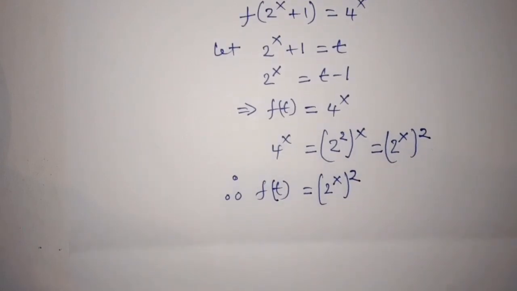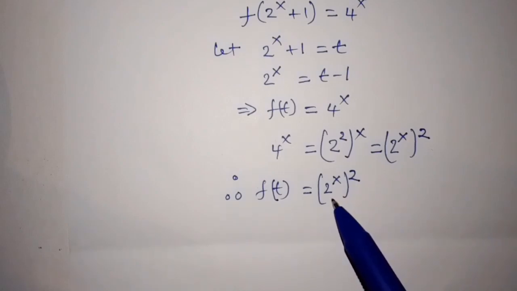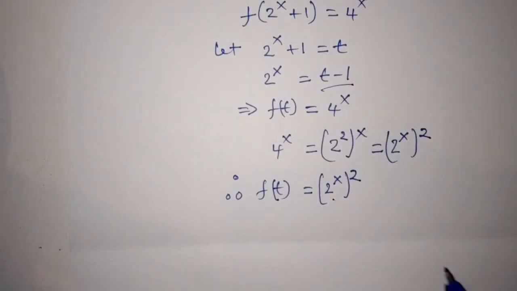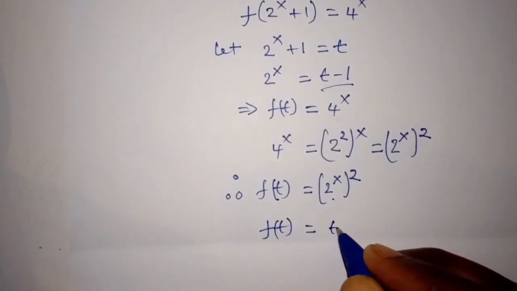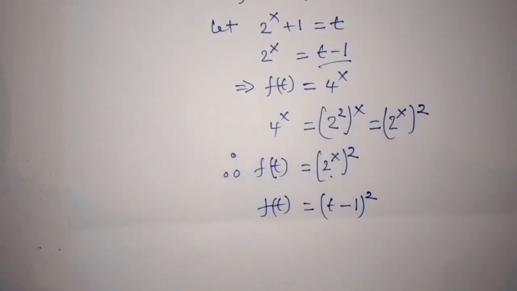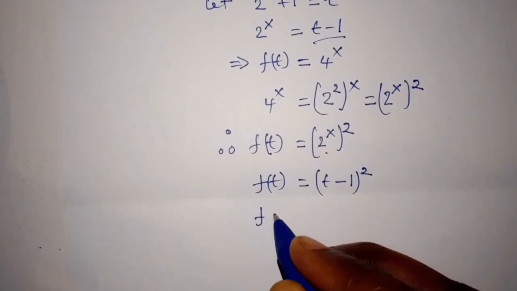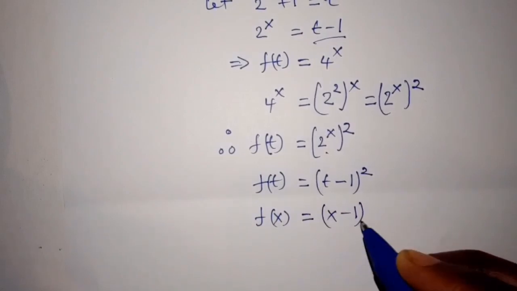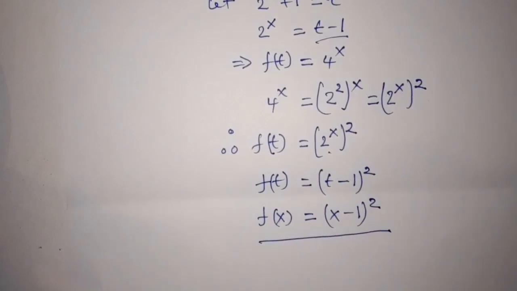Substituting 2^x on the right hand side with t minus 1, we have f of t equals (t minus 1)^2. And replacing t with x, we have f of x equals (x minus 1)^2. And this is our final answer.